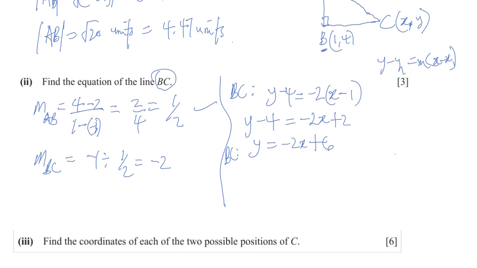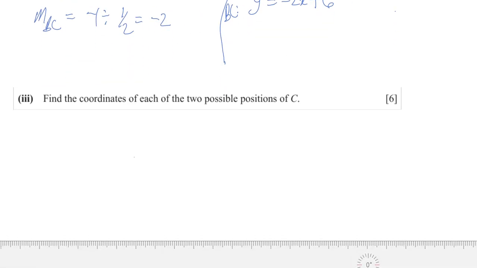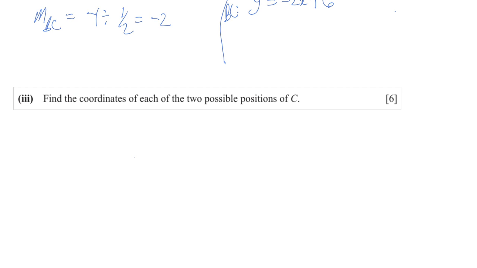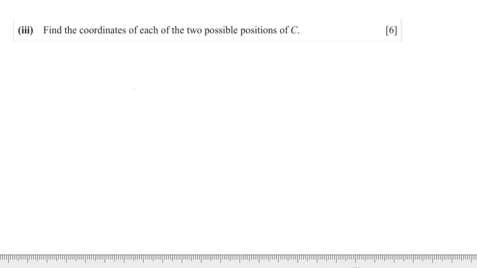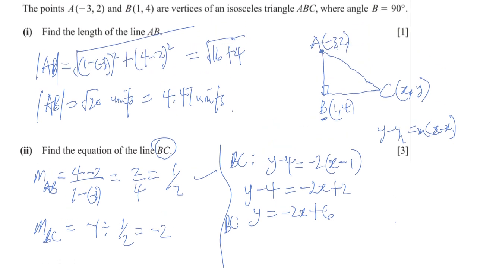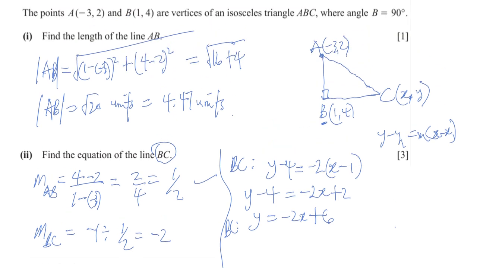Next, we are to find the coordinates of each of the two possible positions of C. Finding the coordinates of C, we see that line AC and line BC intersect at C. So what may come to mind is to solve these two lines AC and BC simultaneously to get the coordinate C.